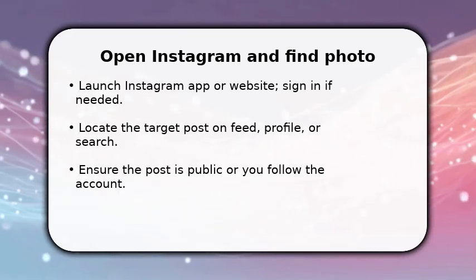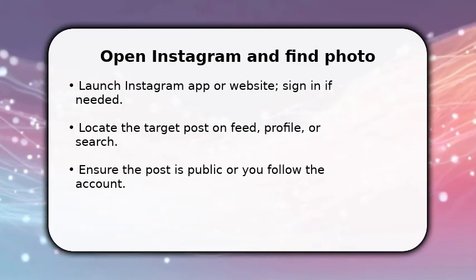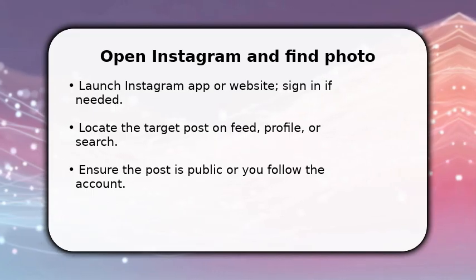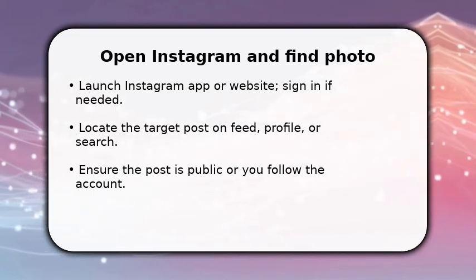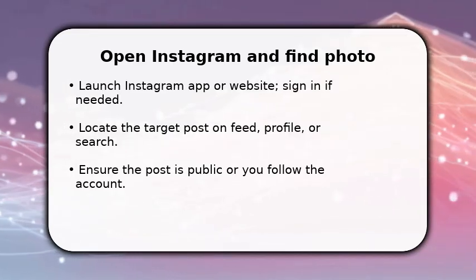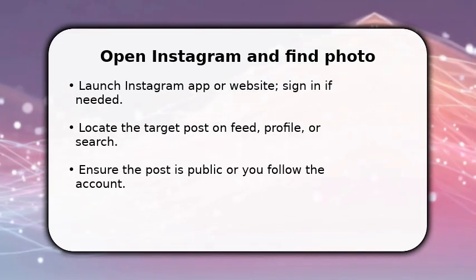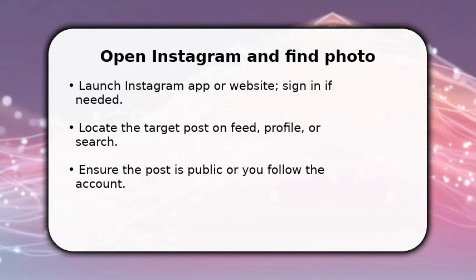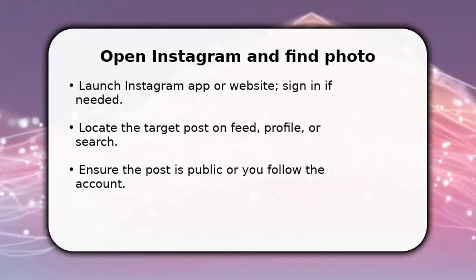You start by opening Instagram and going straight to the photo you want to share. Tap the profile, feed, or use search. Once you find the post, check that it's accessible, public, or from an account you follow. Next, make sure you're on the post view rather than grid view so the action icons appear. If it's a carousel, navigate to the specific image. Once you're looking at the exact image, you're ready for the sharing menu.